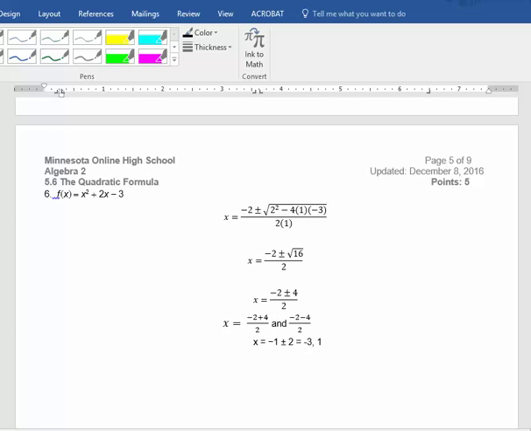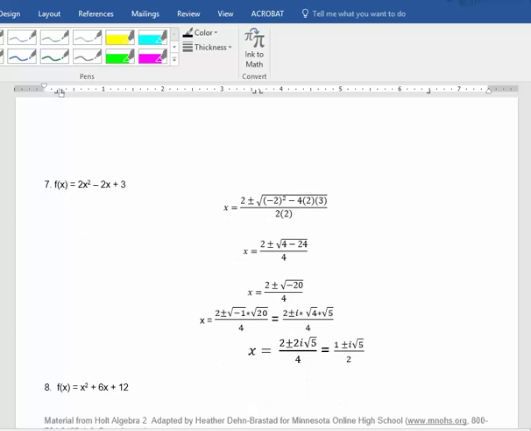Number 6, I have finished already. This one, we get another perfect square inside the radical when we simplify, and the square root of 16 is just 4. So then we have our 2 situations, when it's plus in between, and when it's minus in between, and we simplify it and we get integer answers, which is always kind of a bonus.